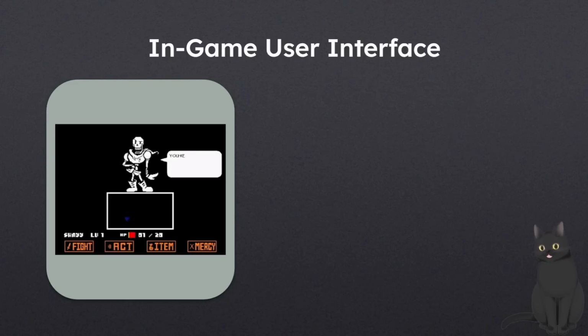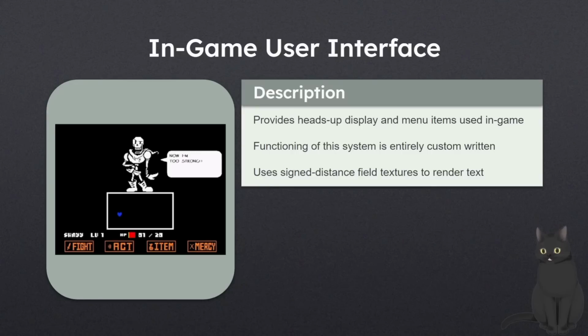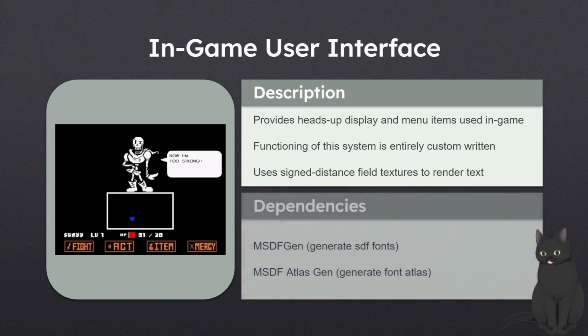All right, in-game user interface. If you want to have a heads-up display or menu items used in-game, then of course you need an in-game user interface. The functioning of the system is entirely custom written, and it uses signed distance field textures to render text. Well, I just said that it's entirely custom written. The text rendering is not, but everything else is. I guess I mistyped that.